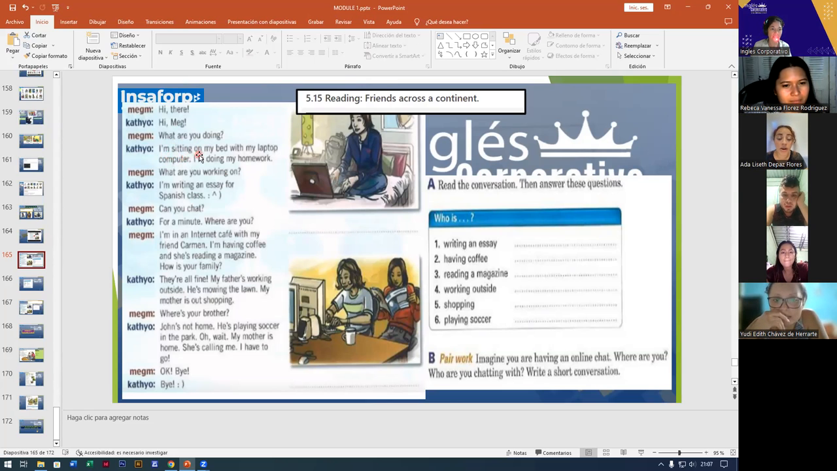I'm sitting on my bed with my laptop computer. I'm doing my homework. That's all right. Thank you. Fernando, continue, please. You're welcome, teacher. What are you working on? Very good. That's nice. Sandra Margarita. I am reading an essay for my Spanish class. Good. That's good. Thank you, Judy.